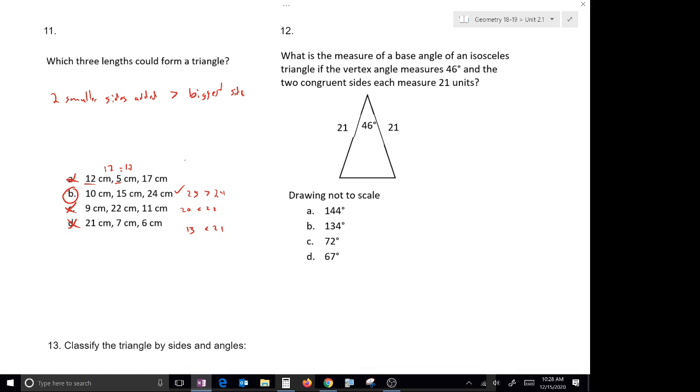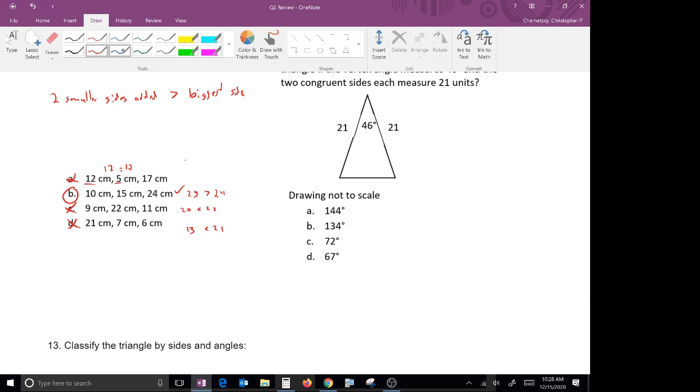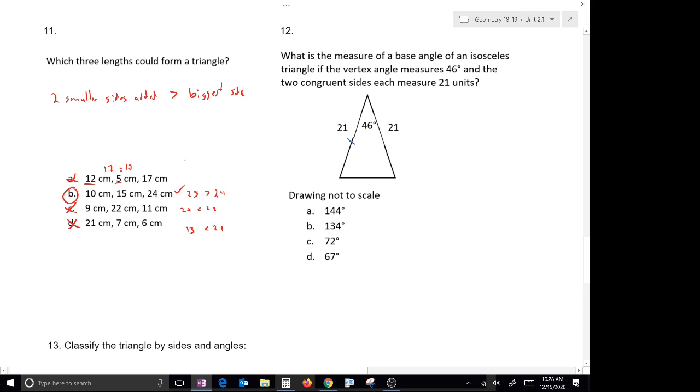Number 12. What's the measure of the base angle of an isosceles triangle if the vertex angle measures 46 and the two congruent sides each measure 21? Well, the 21s don't help us out any. They just indicate that these are in fact isosceles. But we do know that the base angles are going to be the same in an isosceles triangle. So that allows us to possibly write an equation. I've got x plus another x plus 46, and then all three of those angles have to equal 180.